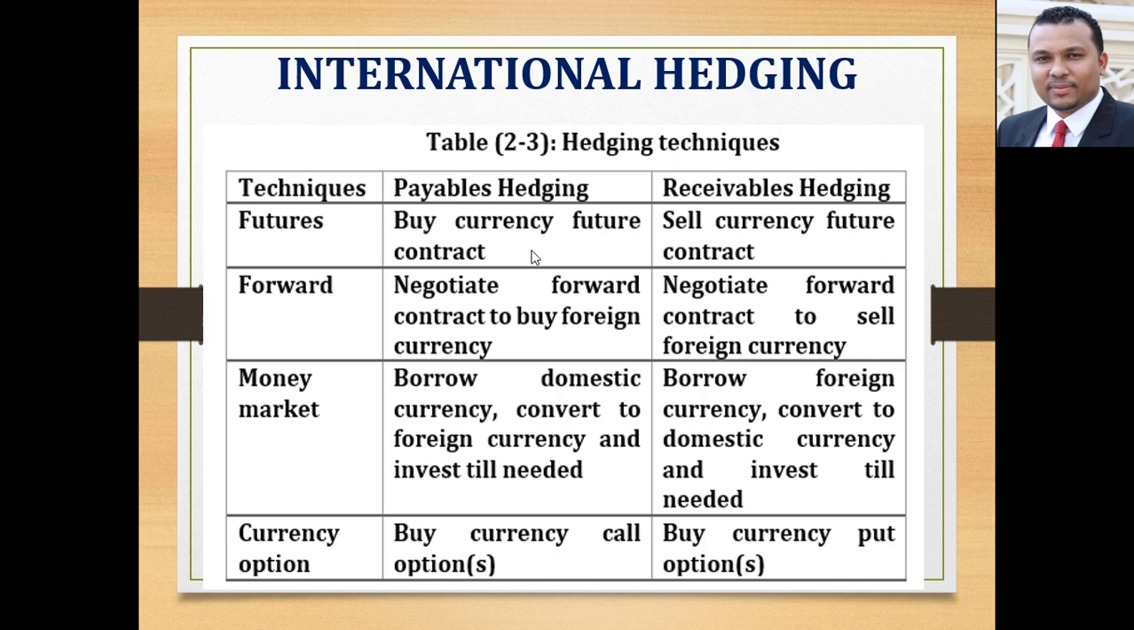The main problem for investors or traders. In our textbook, on page number 107, we talk about the hedging techniques that can avoid the risks, maybe by futures, forward markets, money markets, or currency options. We talk about techniques that can eliminate the risk.